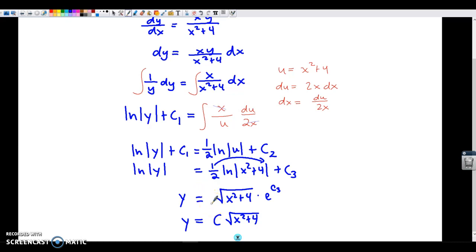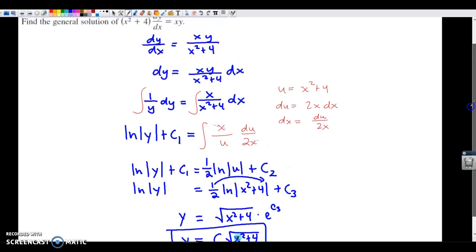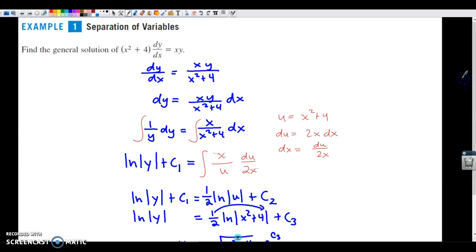Now what's nice about these, you can verify your solution pretty easily by taking what you got as your answer, which is this thing down here, and plugging it in for dy dx. The derivative of y with respect to x would be the derivative of c times the square root of x squared plus 4, so we have to use the chain rule. There's going to be a c on top, but the square root of x squared plus 4 on the bottom.